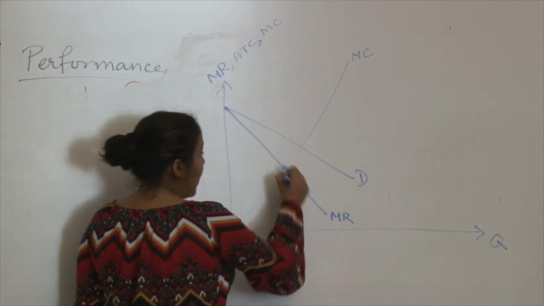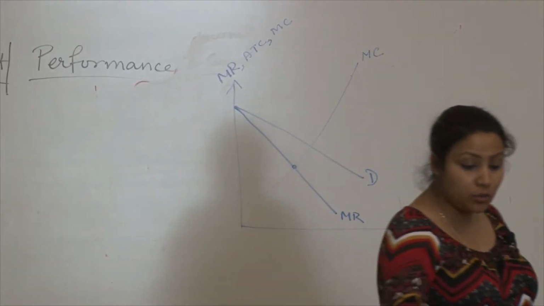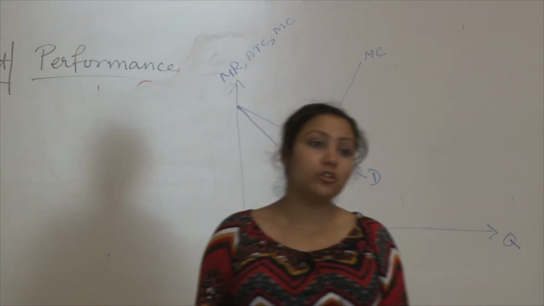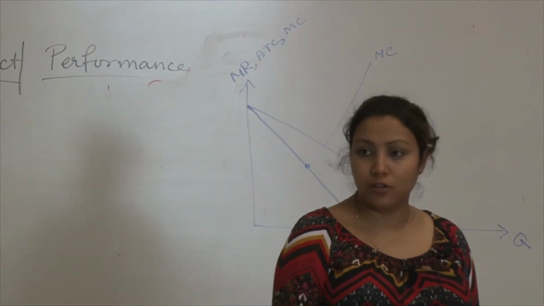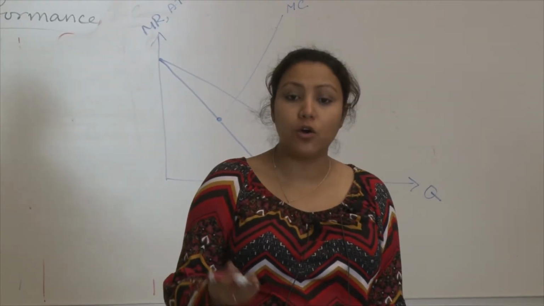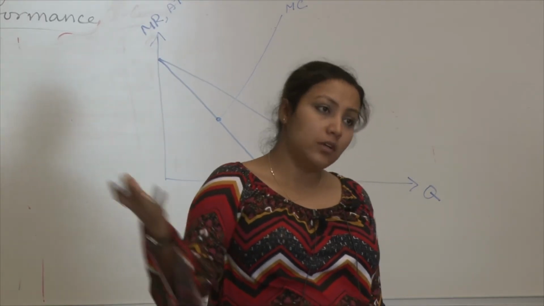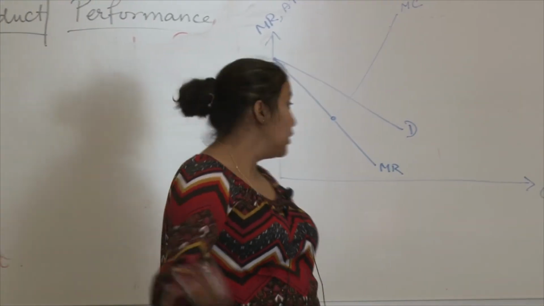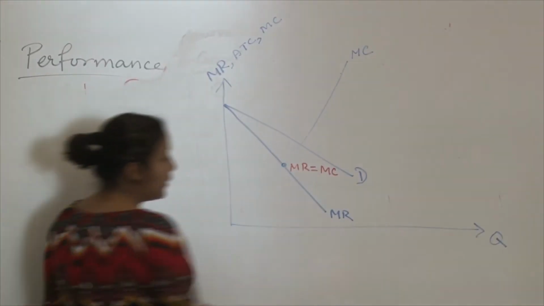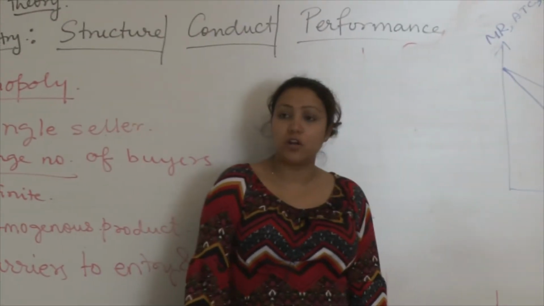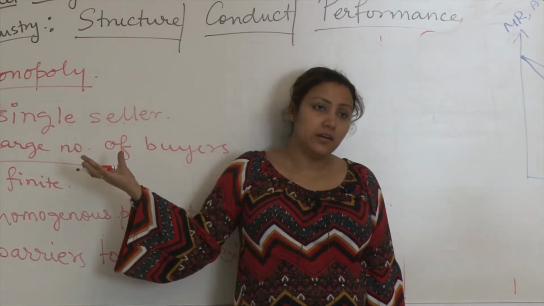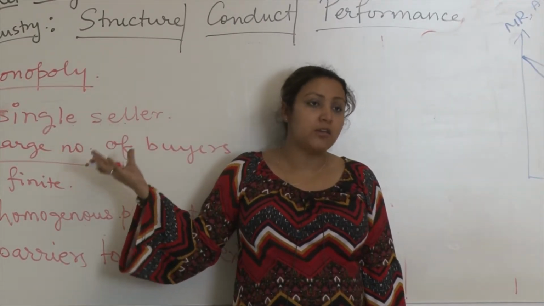And this point that you have right here, that is MR equal to MC. What is that point actually? That is your marginal benefit equal to marginal cost point, right? Because revenue is the benefit of the producer. Remember, profit, revenue, utility, these are all benefits. Cost is of course the cost, right? So this is your MR equal to MC point on this diagram, which is your marginal benefit equal to marginal cost point, isn't it? And this monopolist, like every other seller, will take their decision based on MR equal to MC.